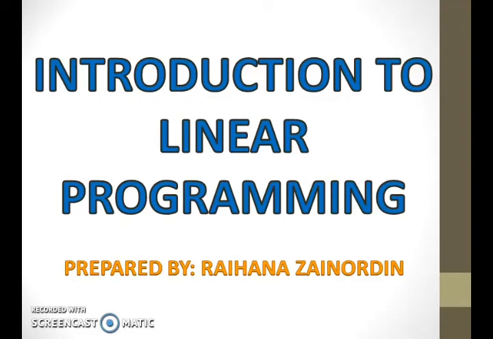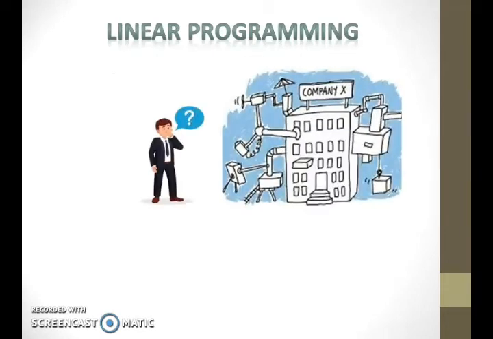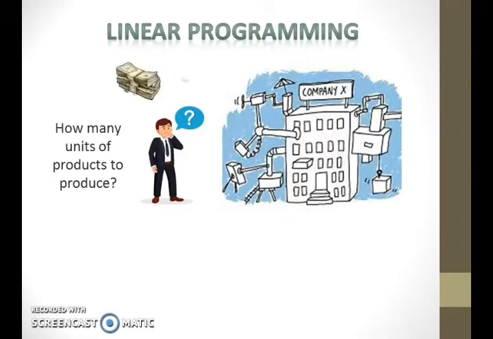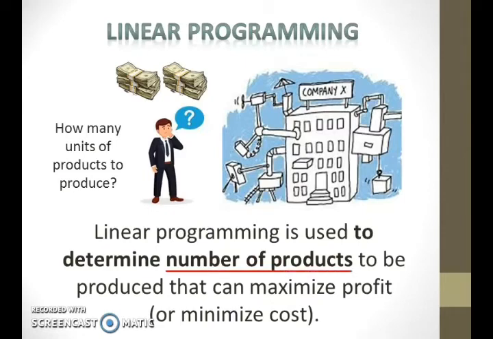Introduction to Linear Programming. Linear programming is a technique used to help managers make decisions regarding the production of products that involve limited resources. Basically, a company that produces products must decide how many units of products to produce that can maximize the company's profit. Linear programming is used to make this decision. That is, it is used to determine the number of products to be produced that can maximize profit.